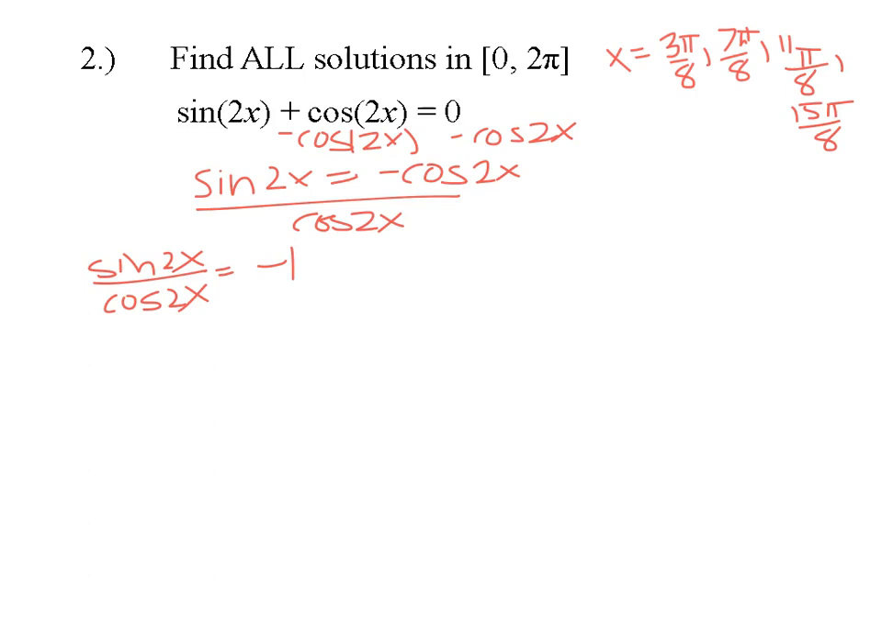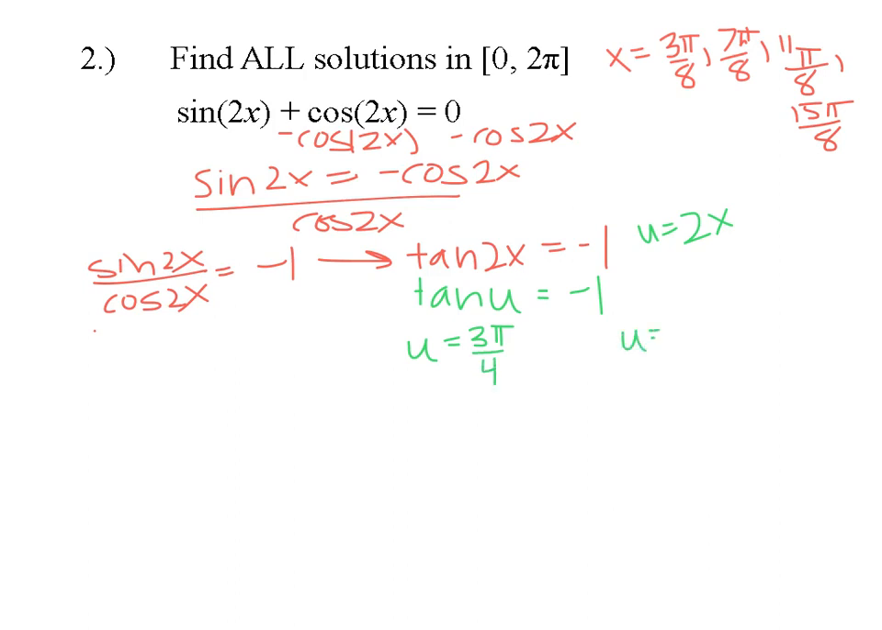Now what we've done here is this sine over cosine is equal to tangent, and since our frequency is 2, this is going to be equal to tangent of 2x equals negative 1. Then from here you should be able to use some u substitution, so u equals 2x. So we're looking where tangent of u is equal to negative 1. Tangent equals negative 1, or u, will equal, let's see, negative 1, 3 pi over 4, and 7 pi over 4.